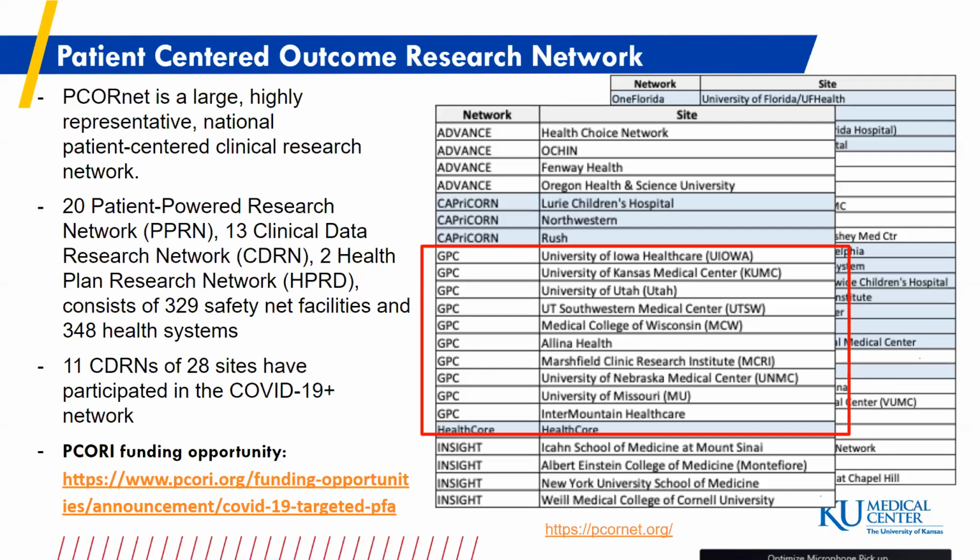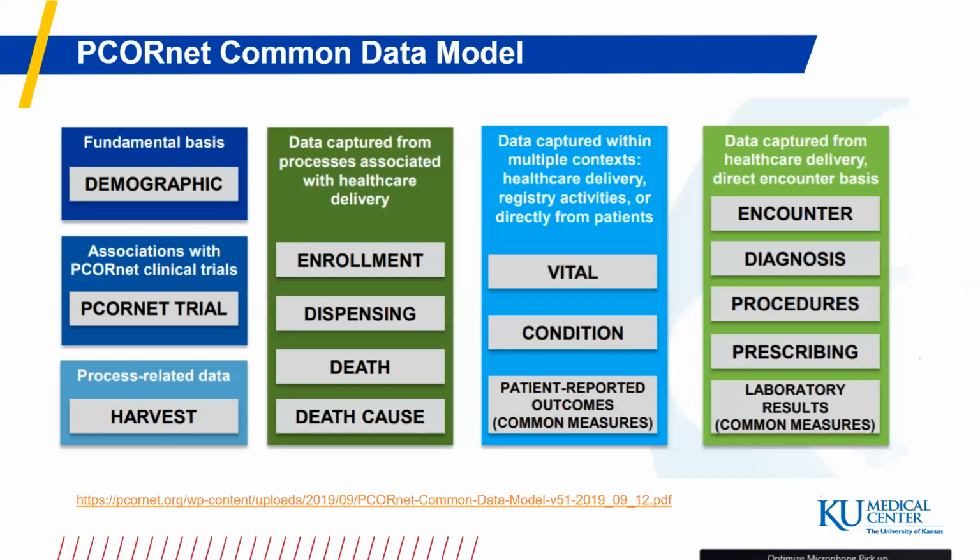As everyone knows, all the EMR systems at different health institutions have different formats. So one of the benefits of being part of a national network such as PCORnet is that they create a common data model, which has much better interoperability across all the different sites. For COVID-19, we also create common data models for the COVID-19 cohort across the 28 sites.